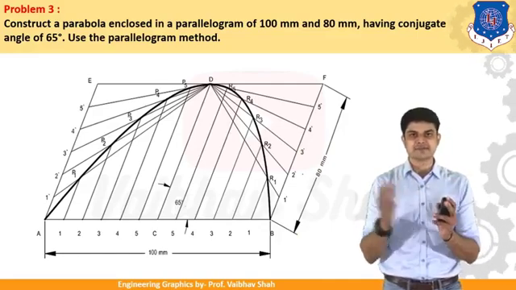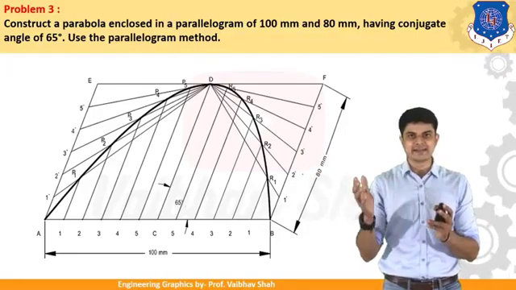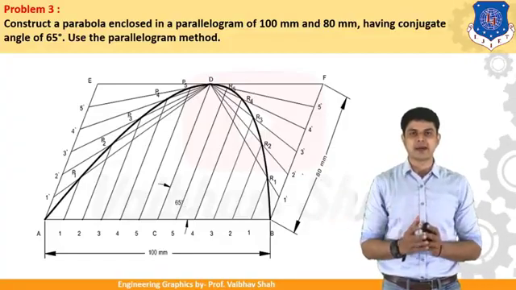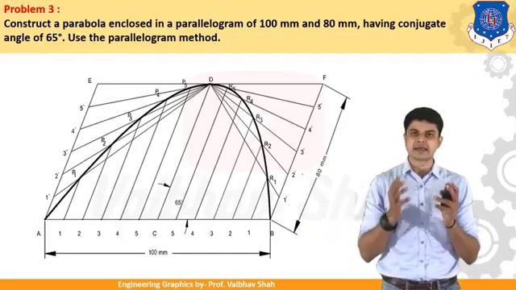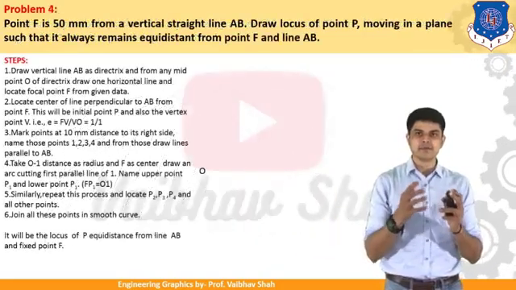It is the same method as we have seen in the rectangle method, but the difference is that in the rectangle we have 90 degrees, a horizontal and a vertical line, but in the case of the parallelogram, we have 65 degrees between your horizontal as well as inclined lines. Very easy. So let us see the next example, problem number 4.